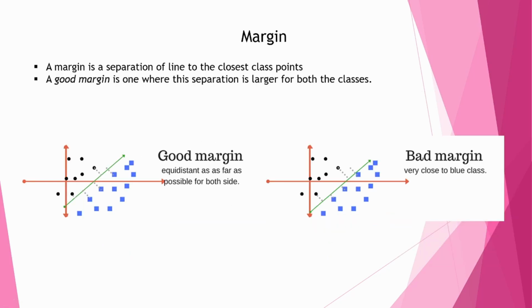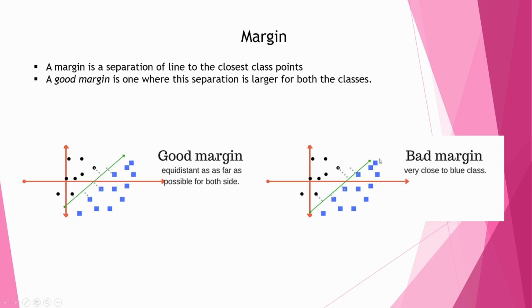And then we have the margin. The margin is the separation of the line to the closest class points. A good margin is one where this separation is large for both classes. As you can see, a good margin is a margin which is equidistant from both classes. Here, we have this blue data set, and you can see the distance from the hyperplane is almost the same as from this black data set to this hyperplane. You can also see these points are equidistant.